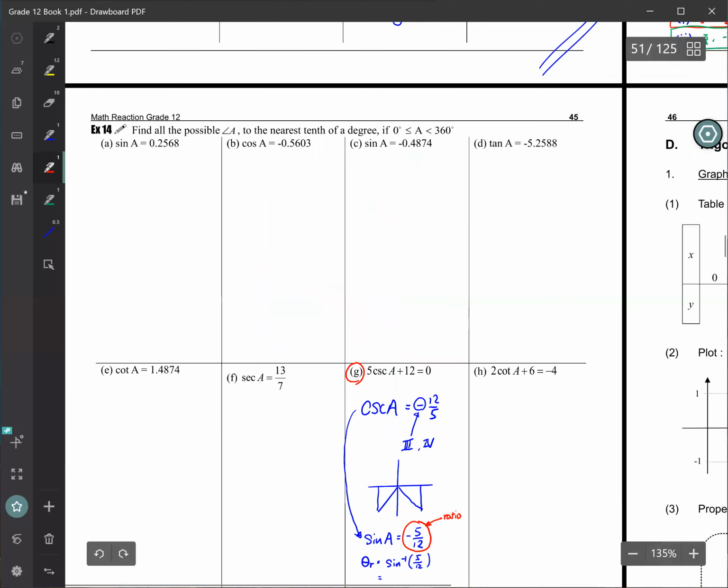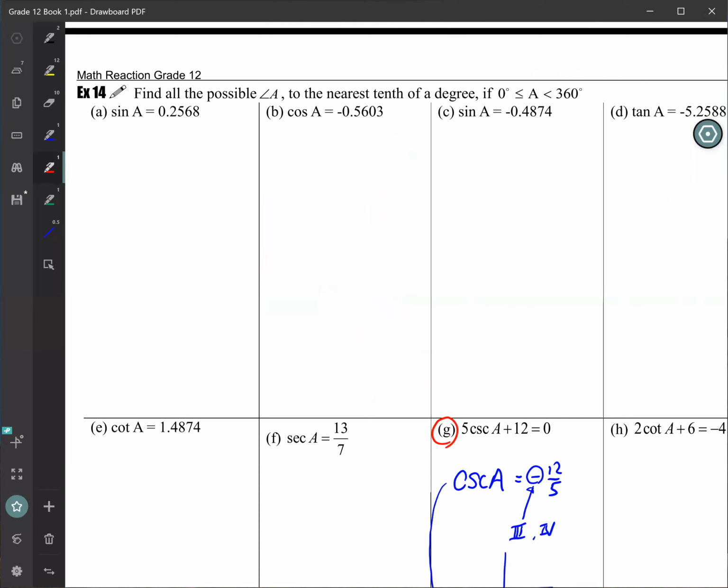Question 14. Find all the possible angle A, right? Oh, okay. Right, this whole section, everything we've learned today is about finding angle. So should we be finding angle in radian or degree? Trudy? I can't hear. Radian. What did you say?